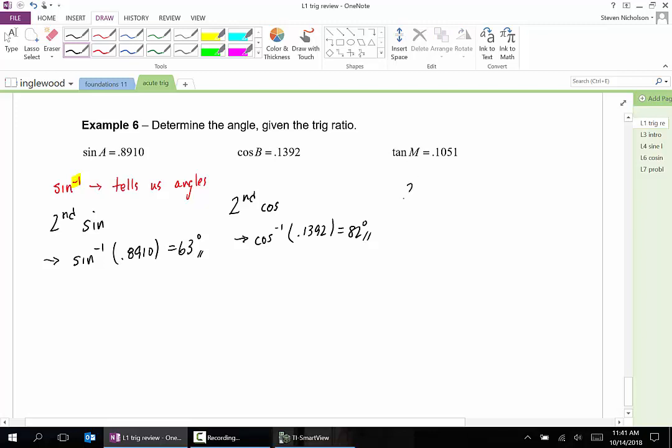And finally, tangent, same idea. Second, tan, and the calculator gives us tan^-1 of 0.1051. Now imagine I'm going to do this, I'm not going to pull it up again, and when my calculator does that, it will tell me that the angle is 6 degrees.